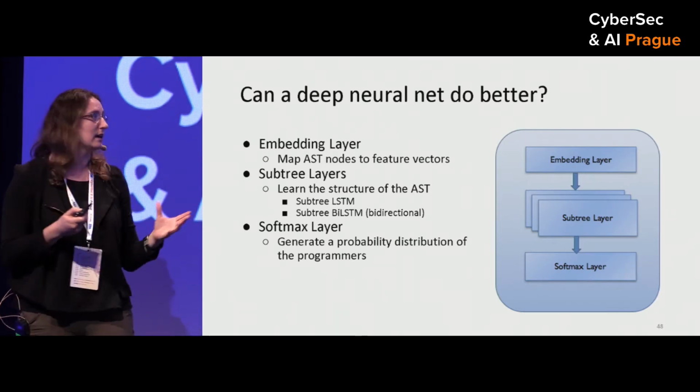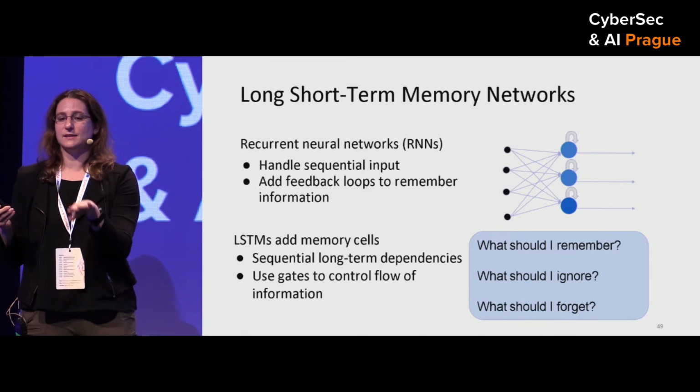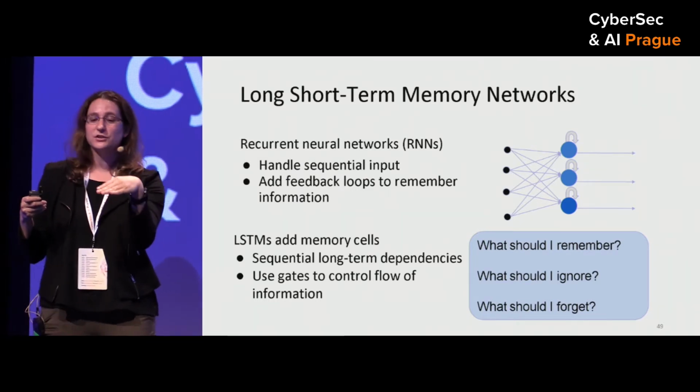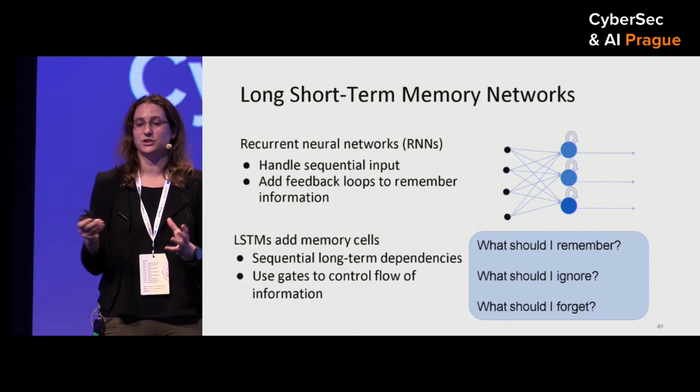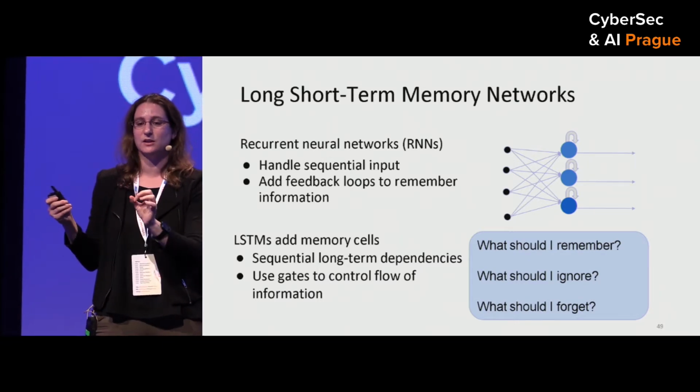structure of the AST, and we used basically an LSTM to do this, which asks sort of which features it should remember, which it should ignore, and which it should forget, so that it can learn sequential long-term dependencies within the code.